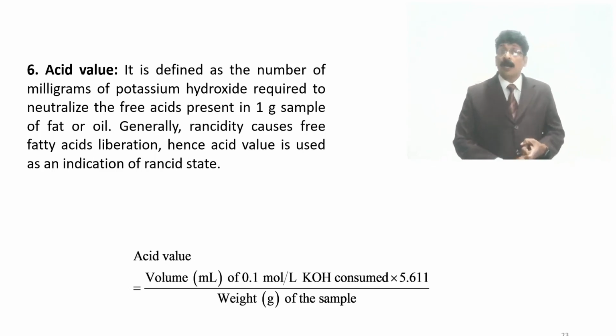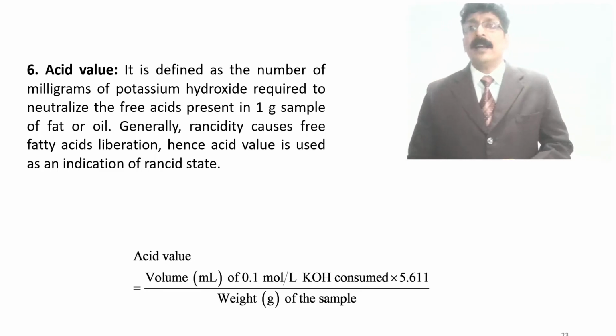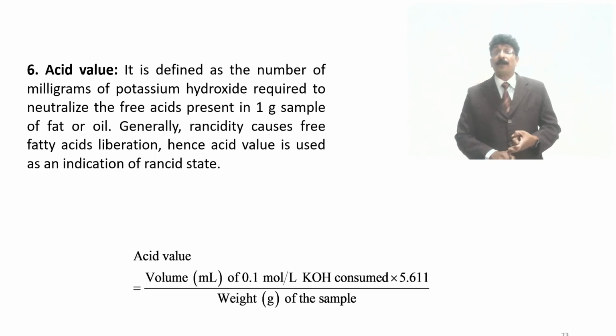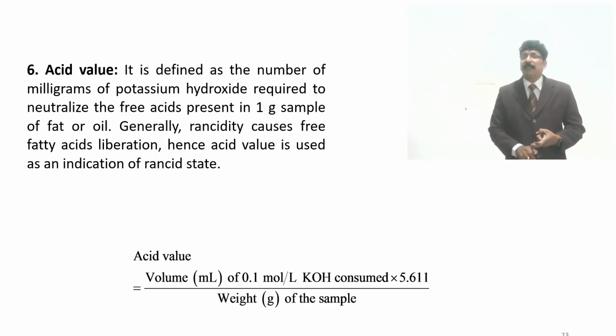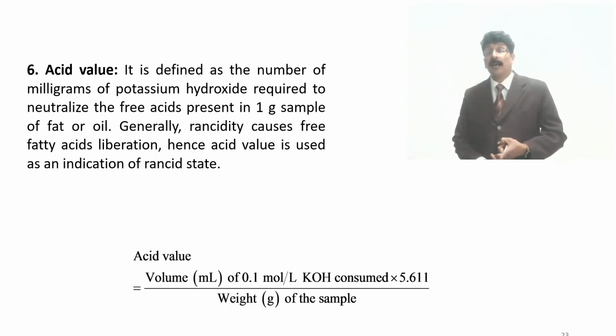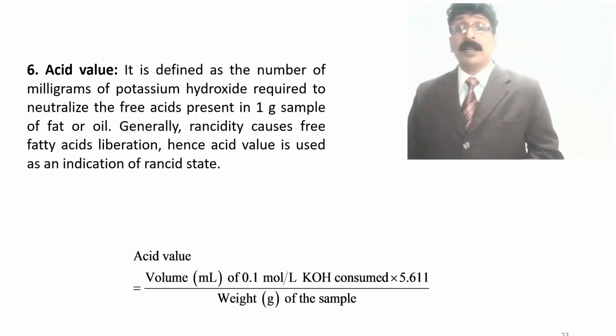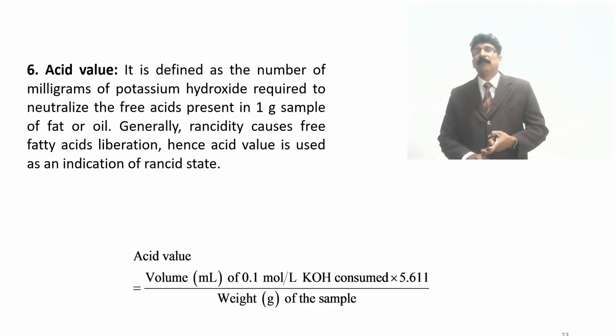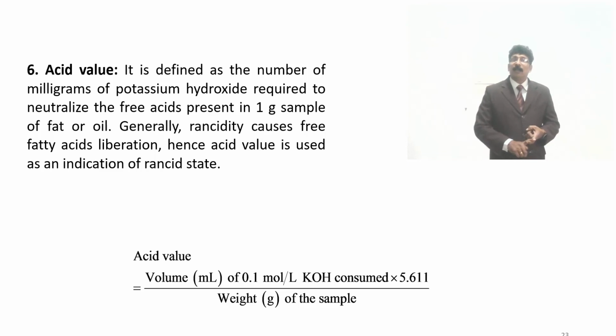5.611. How come it is 5.611? It also comes from the potassium hydroxide molecular weight, 56.1. How did it come? Divided by 2 and again divided by 100, because here you used 0.1 molar potassium hydroxide alcoholic solution. Divided by the weight of the sample, so that you can find out the acid value.